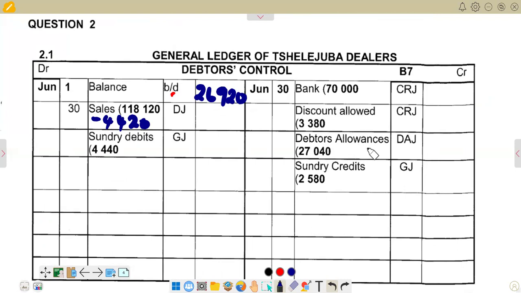Debtors allowance is not part of bad debt. But if you see sundry credits, this is part of the bad debt. So we're going to include it here. And the amount that we have there is 2,500, so 9,508. So here it means we're going to add 9,508. So this is what we have.